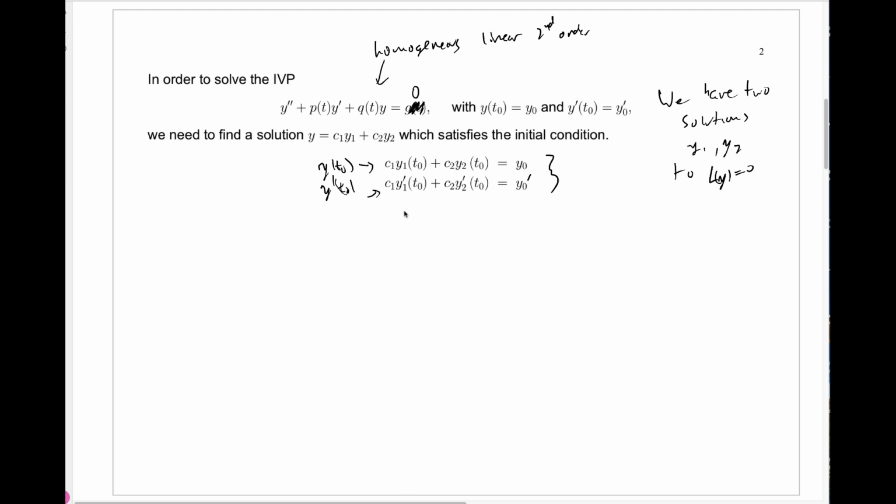What we're doing is we're trying to find values for C1 and C2 that make these two equations hold. Once we have our two solutions, y1 and y2, and we know our initial point t naught, and we know these initial values that we want, all of these are just constants. These are now fixed. And this is just two linear equations in these two variables.